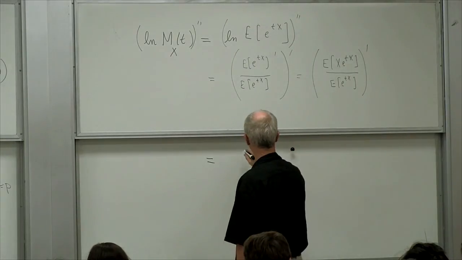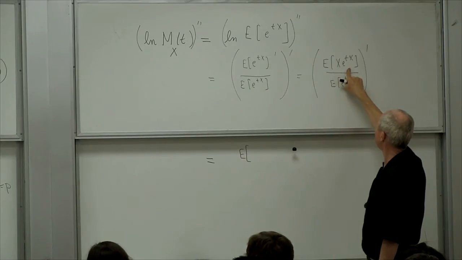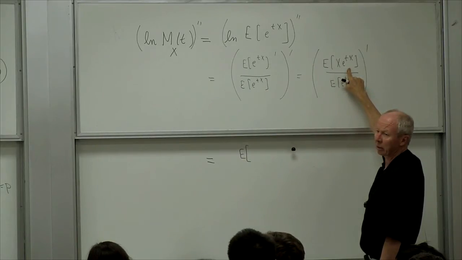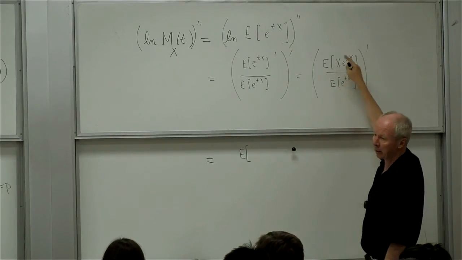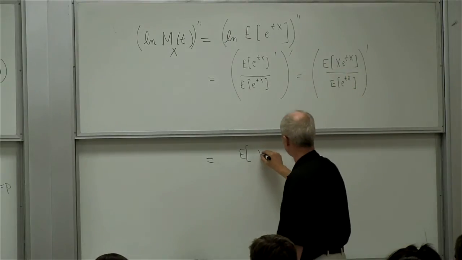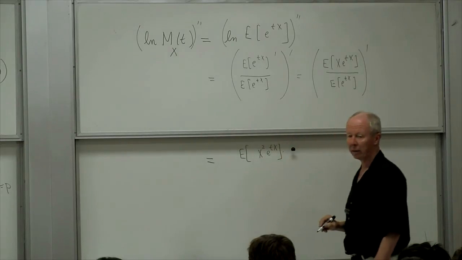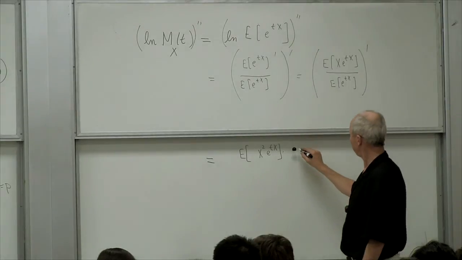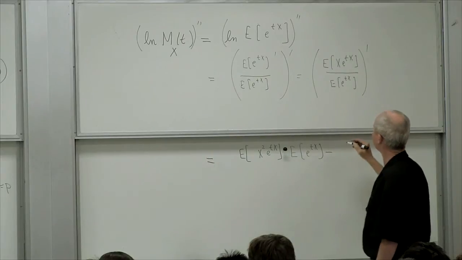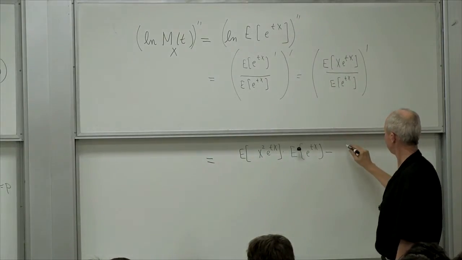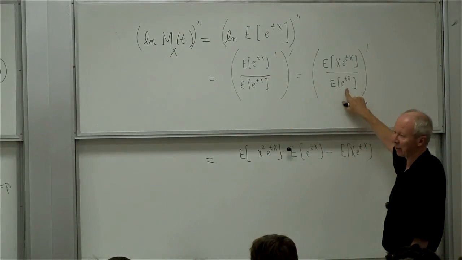When we differentiate the numerator, what happens when we differentiate this? We differentiate under the expected value sign. What happens when you differentiate that with respect to t? Well, this doesn't change. This is a constant as far as t is concerned. We differentiate that with respect to t, and X comes down. So we'll get an X squared e to the tX. And then we have to multiply by the denominator. And then we subtract the numerator times the derivative of the denominator.